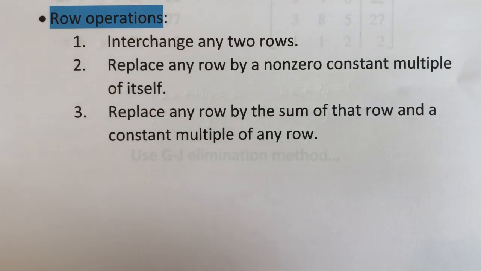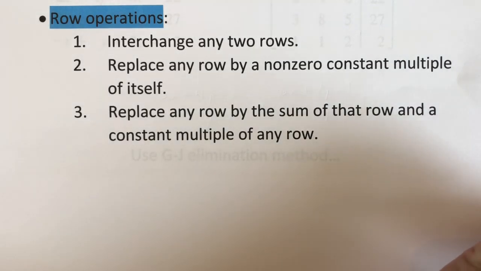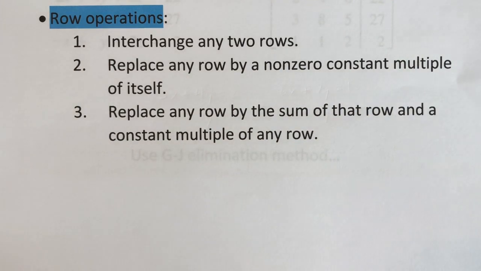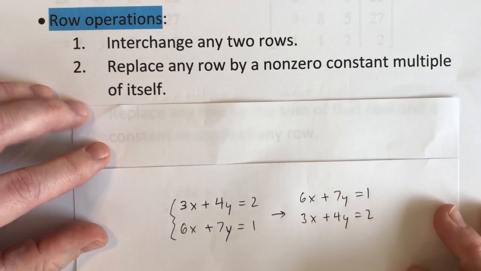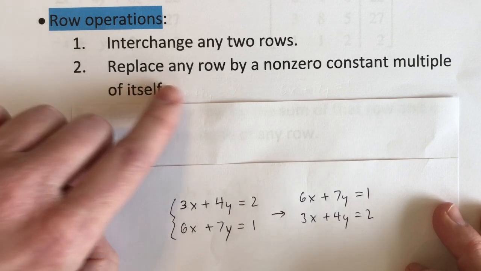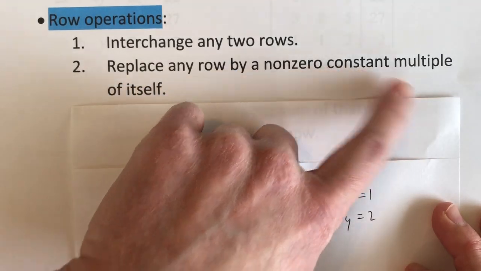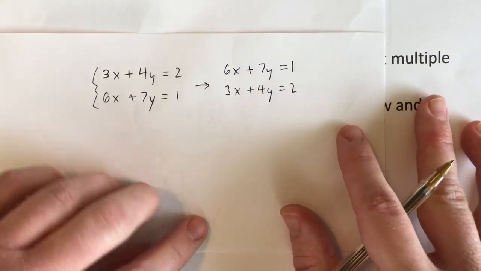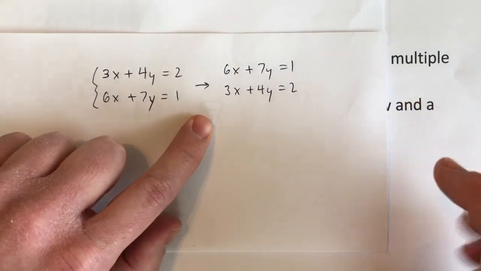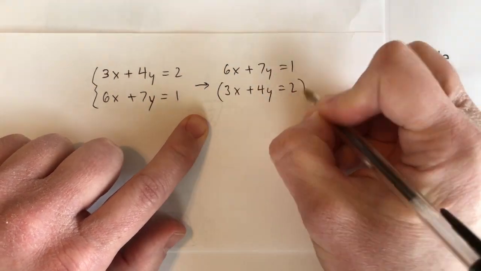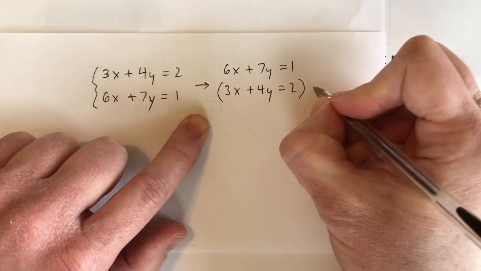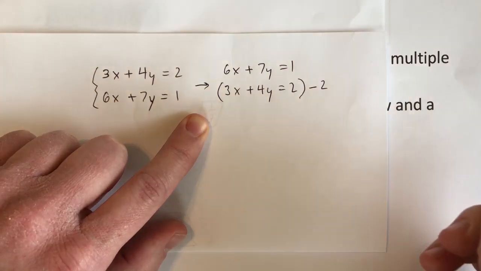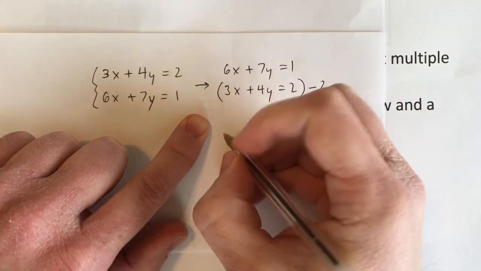Okay. The second one is we can replace any row with a non-zero constant multiple of itself. What does that mean? Well, here's what that means. If we go back to this example I just made up, do you agree I could multiply this second equation by a -2 and then rewrite the entire system as what?